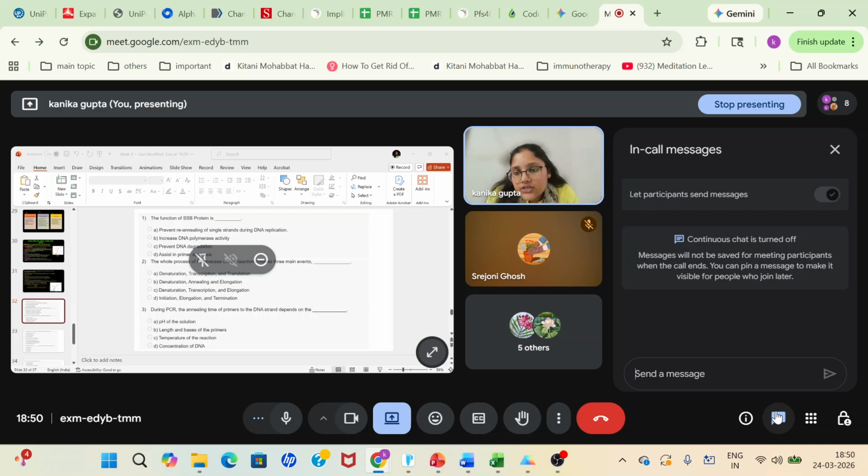Okay. So the function of SSB protein is, what is the answer to question number 1? The function of SSB protein is what?